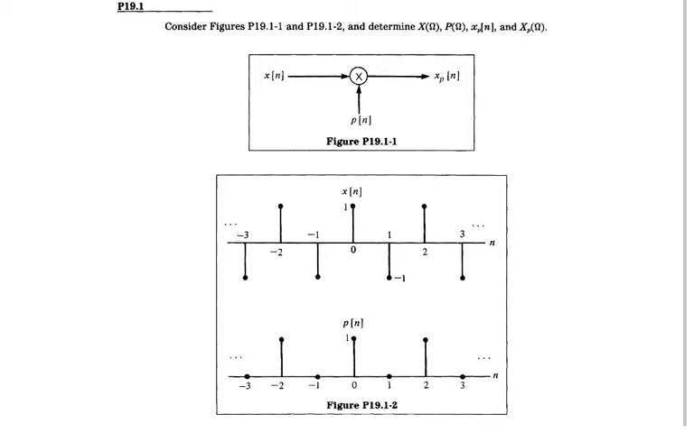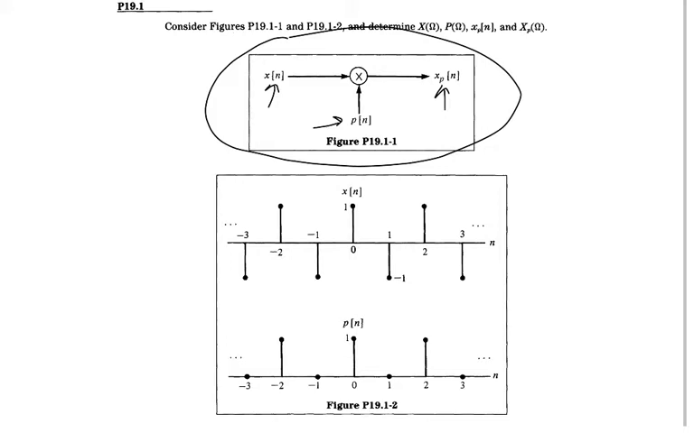Alright, well here's our question. Basically it gives us this system right here with two inputs, and this is our output. And basically it just wants us to determine these four things right here. Now if you're like me when you first saw this, you're thinking, what in the world does this omega mean? Basically that's just asking for the Fourier transform of this particular function.